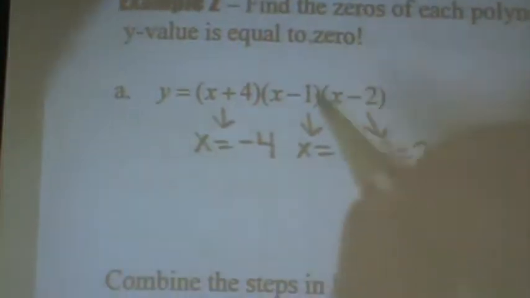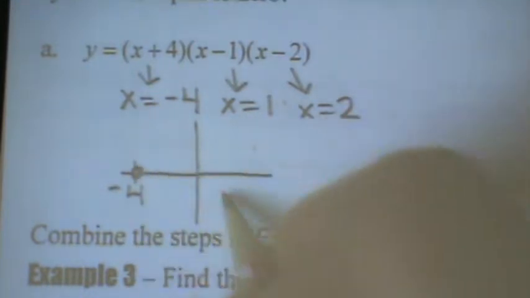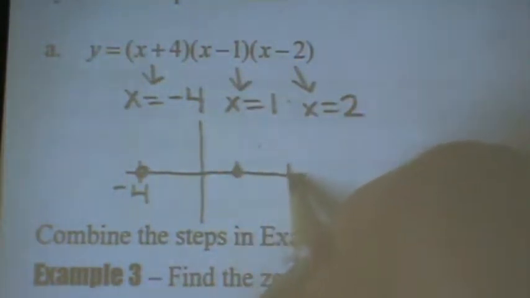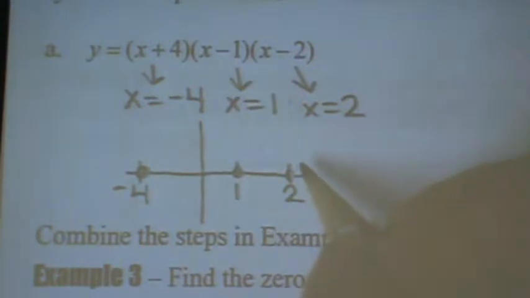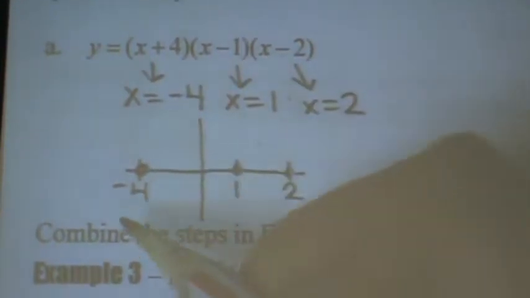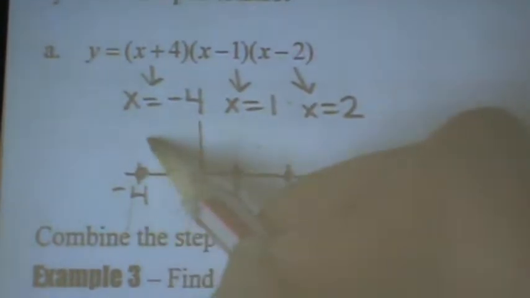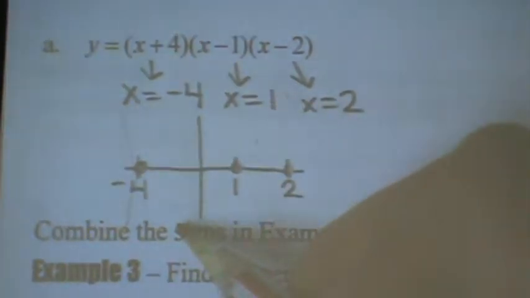Everyone cool with that? So this is gonna look like this. It's gonna go through -4, it's gonna go through 1, and it's gonna go through 2. Okay, it's gonna cross through these 3 zeros. Now, how do I know if it's gonna come down or go this way or this way?